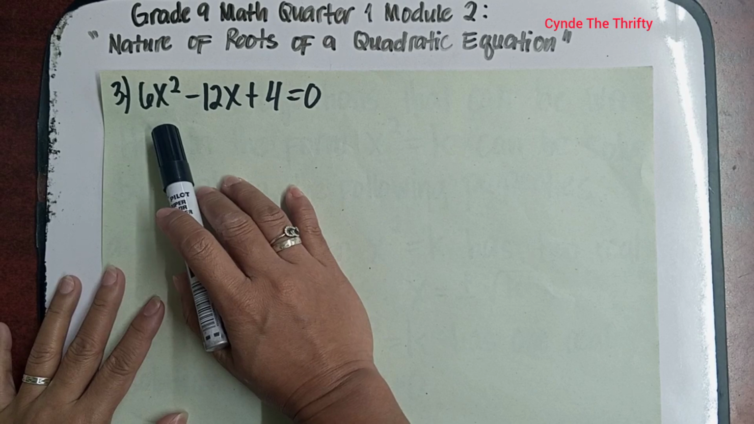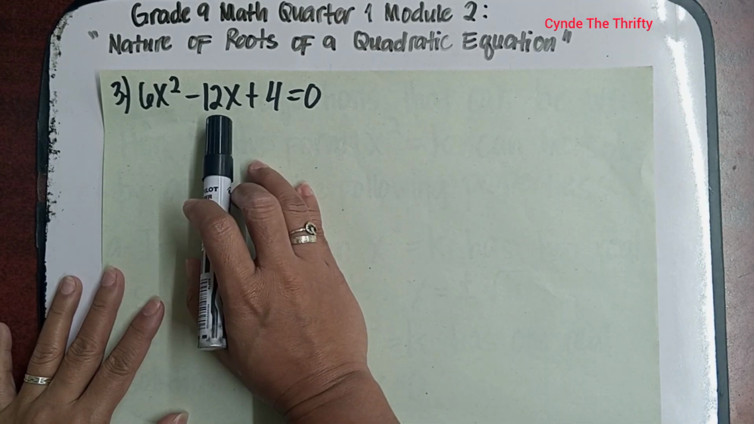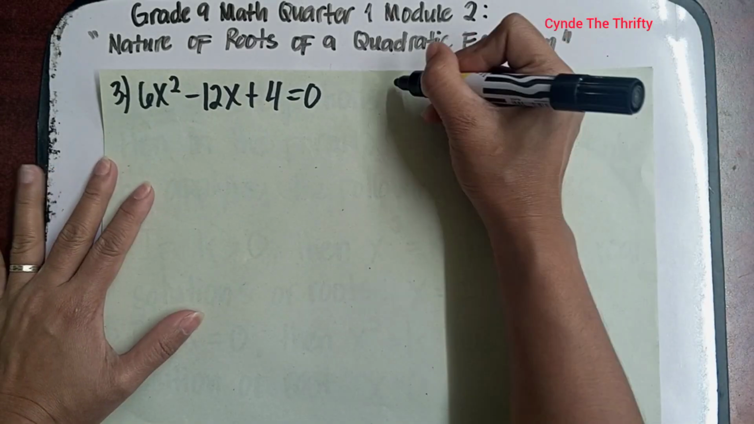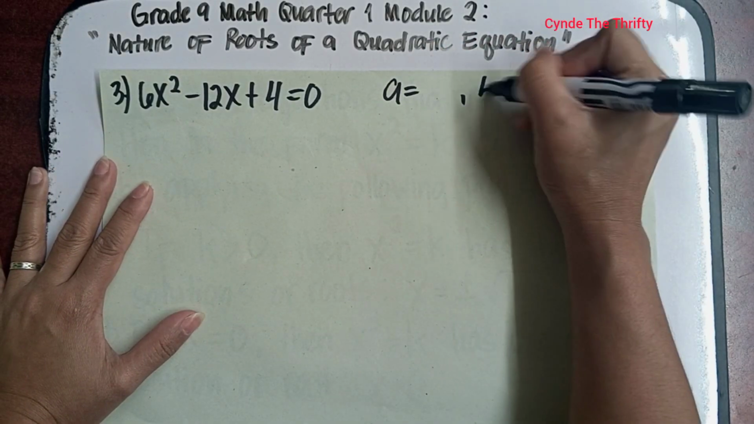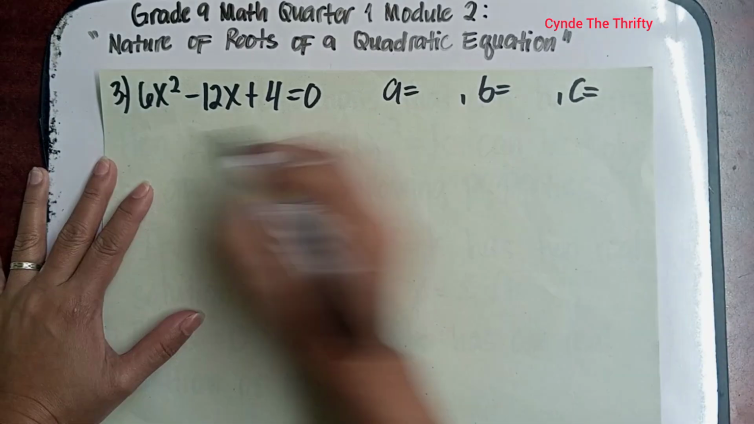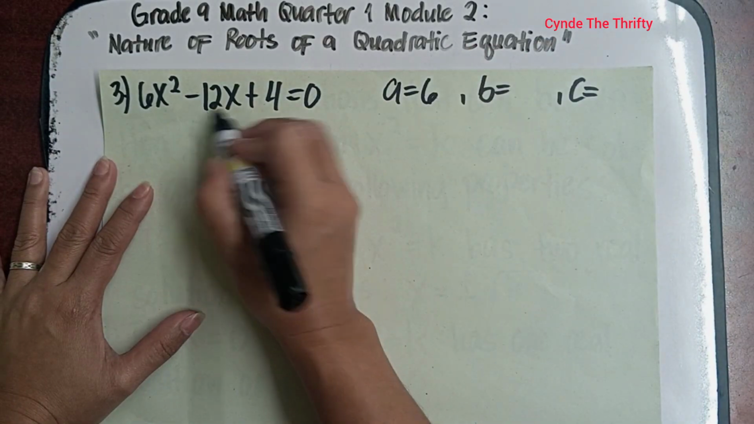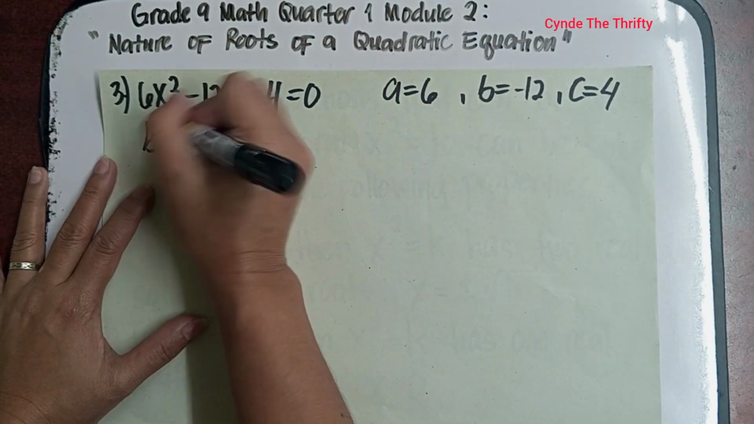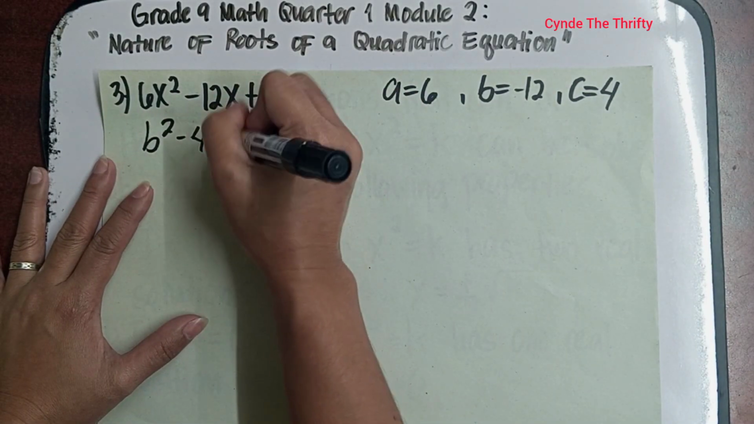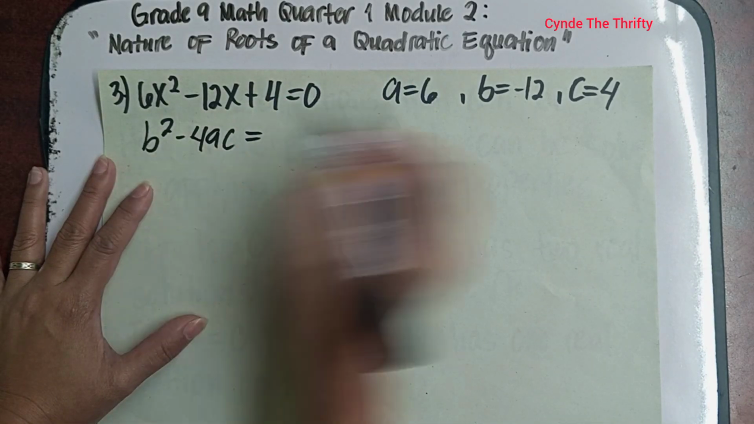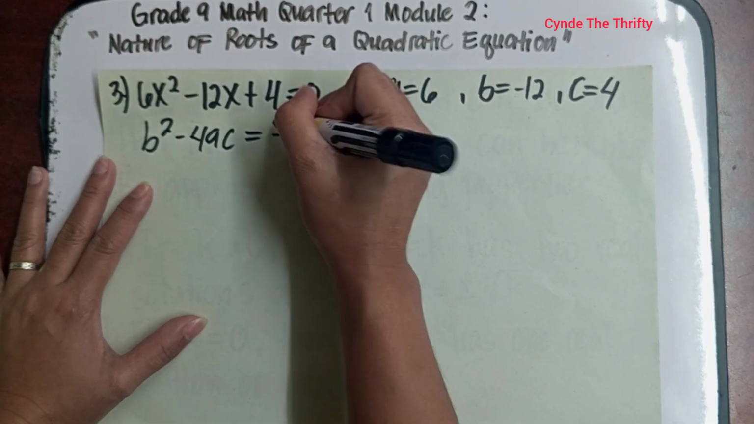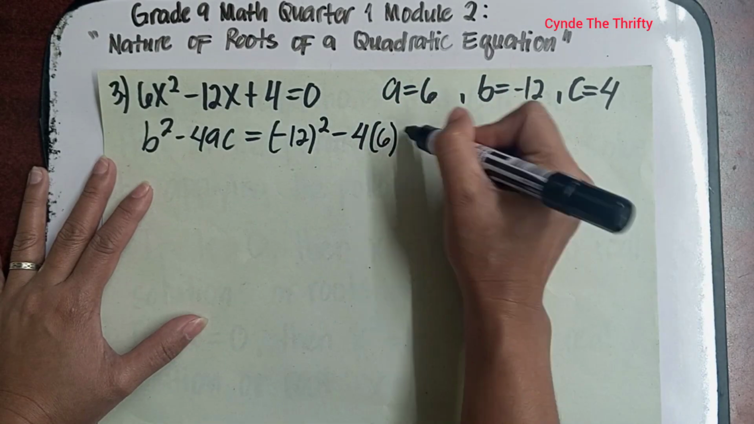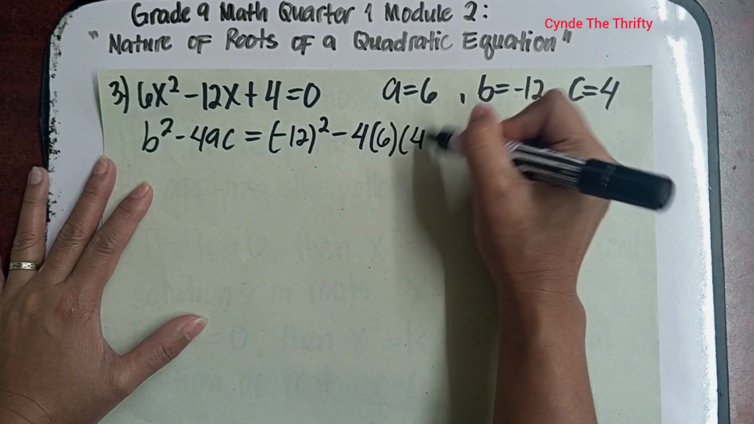Third example tayo, that is 6x squared minus 12x plus 4 is equal to 0. Okay, again, naka-standard form siya. So, i-identify lang natin ang value ni A, ni B, at ni C. Ang value ni A is positive 6, si B is negative 12, si C is positive 4. Okay, so i-solve na natin gamit ang ating discriminant na formula. So, B squared is negative 12 squared minus 4 multiplied by the value of A na 6 multiplied by the value of C na 4.